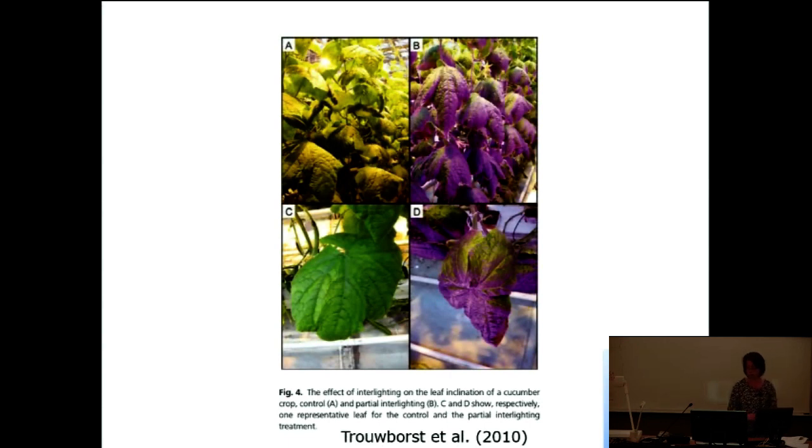TJ, do you know if that leaf was tougher or thicker or thinner? Oh, I would expect thicker. Yeah, I don't think they measured the thickness. They might have, but I would expect it because of the light intensity.